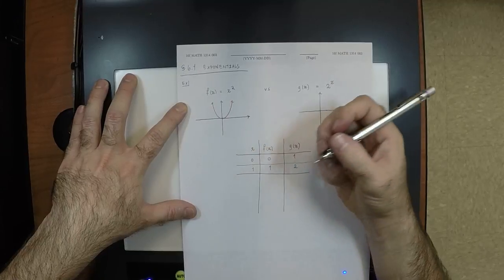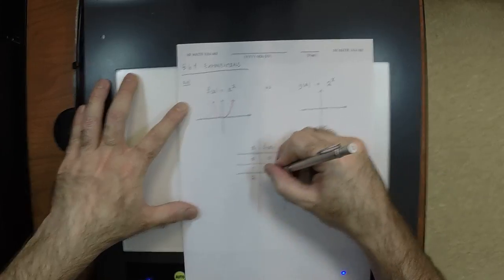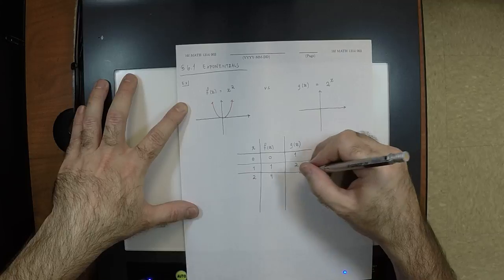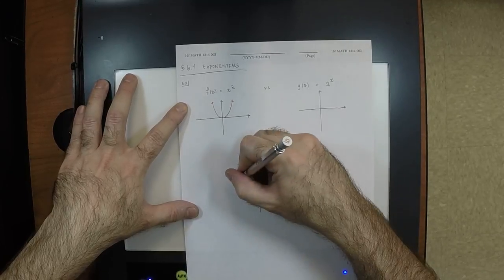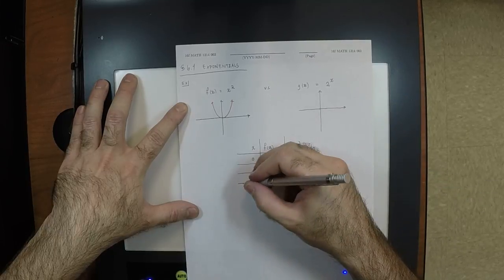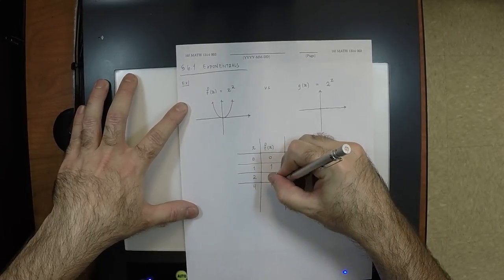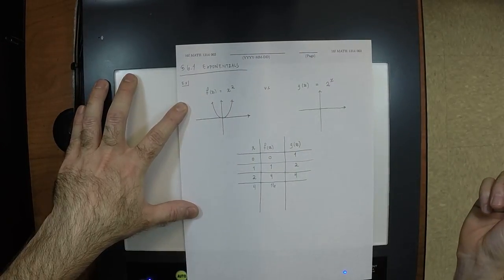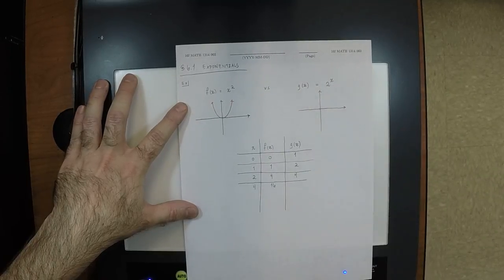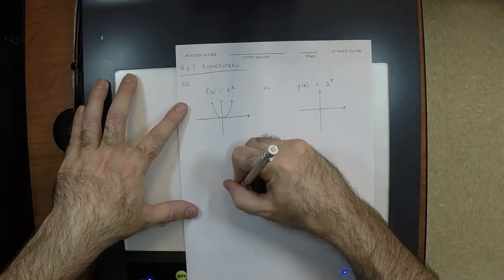Okay, how about if we plug in 2? You get 4 for f, and what do you get for g? 4. Okay. What if you plug in 4? You get 16 for f. And what do you get for g? 8? No, you get 16. 2 to 4, 2 times 2 times 2 times 2, is 16. So you might think, well, they're not all that different.